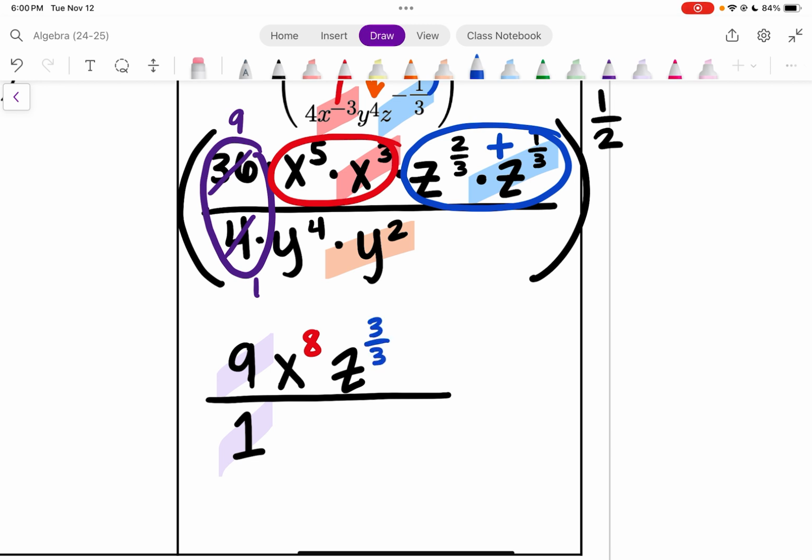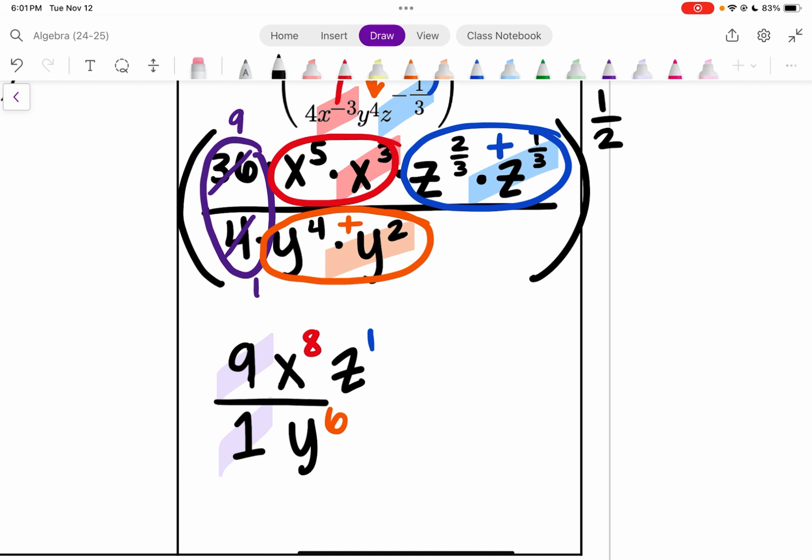Okay, but what is 3 divided by 3? That is just 1. Okay, you can write that 1 in there, but you really don't need it. You can leave it alone. You can leave it blank. Okay, but I'm going to leave it there just in case. And then last but not least, I have y to the 4th and y to the 2nd. It's multiplication in the denominator, so I just add those exponents together. So now I have y still in the denominator. 4 plus 2 is 6. Okay? Now, all of this is still being taken to the 1/2 power.